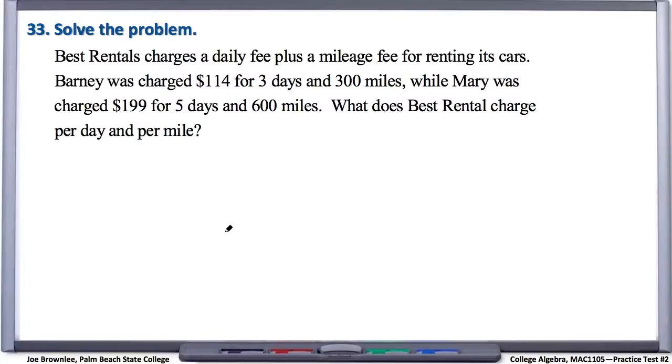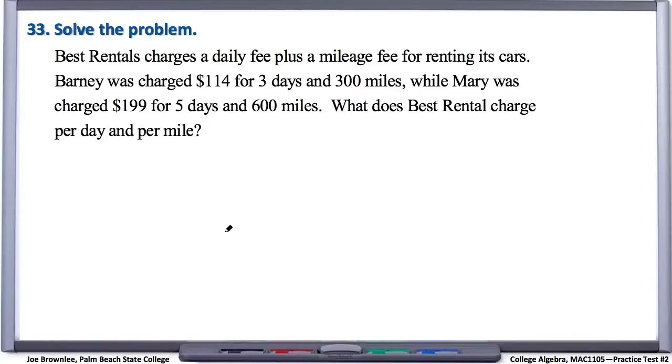All right, 33, solve the problem. We're told that Best Rentals charges a daily fee plus a mileage fee for renting its cars. Barney was charged $114 for 3 days and 300 miles, while Mary was charged $199 for 5 days and 600 miles. What does Best Rental charge per day and per mile?